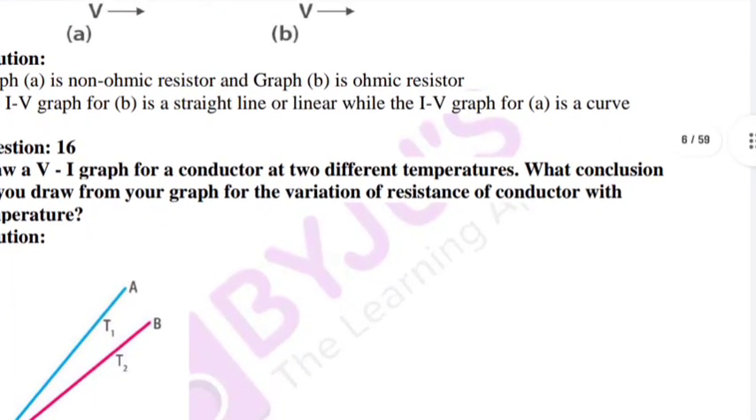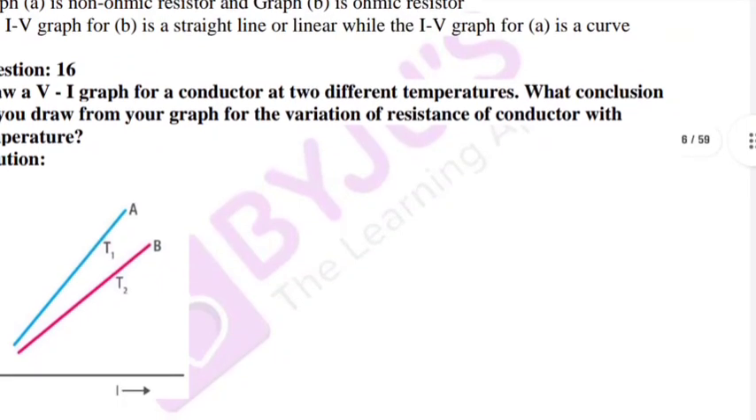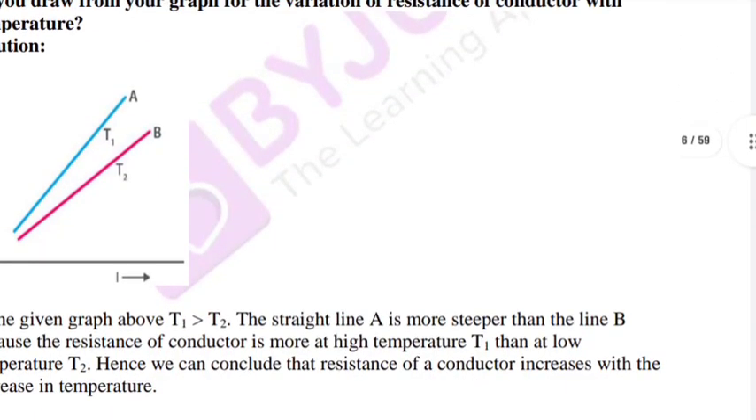Question number 16. Draw the V-I graph of a conductor at the given temperatures. What conclusion do you form from the graph of the variation of resistance of a conductor with temperature? So we have to draw a temperature T1 graph and a temperature T2 graph, and it is given that temperature T1 is greater than temperature T2.